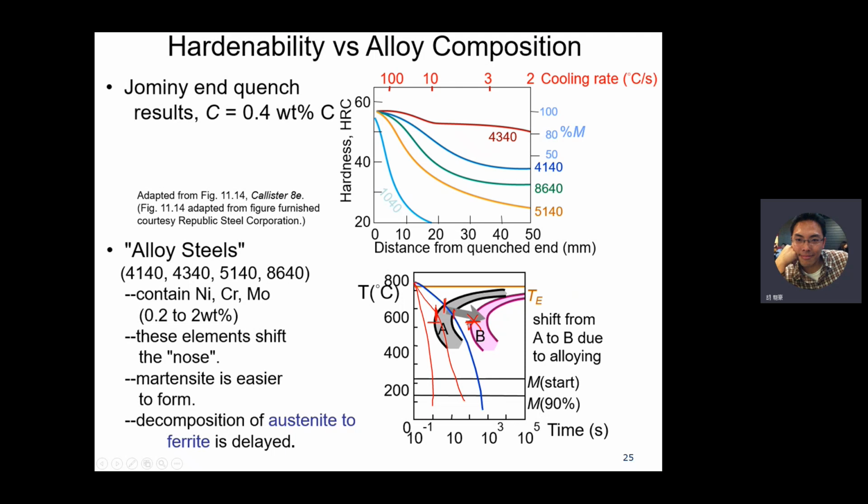Okay, and the decomposition of austenite to ferrite is the same. These two kinds of transformation depend on the alloying elements in the steel, because of the shift of the TTT diagram, the shift of the nose curve. Okay, so today's course will end here, and we'll see you next time.